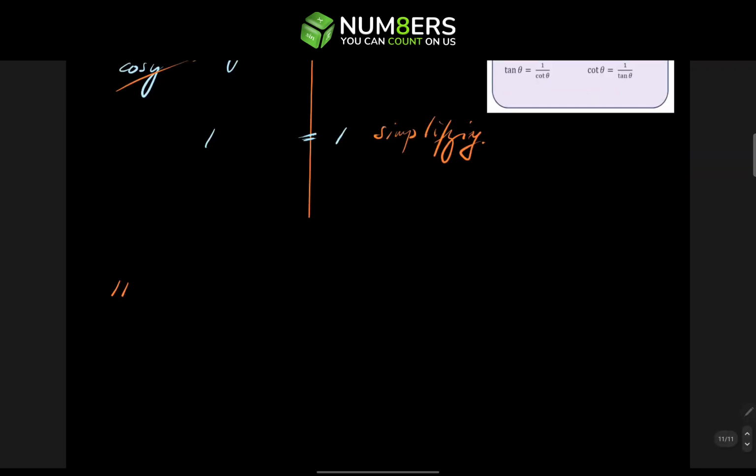Let's look at number 11. So number 11, we have tan squared of theta over secant of theta is equal to sine theta times tan theta.